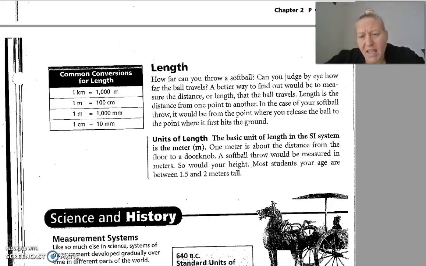Units of length. The base unit of length in the SI system is the meter. 1 meter is about the distance from the floor to a doorknob. A softball throw would be measured in meters. So would your height. Most students your age are between 1.5 and 2 meters tall. Notice that they're using meters and not feet. Currently in the United States, we usually use feet and inches, but as scientists, we use meters.